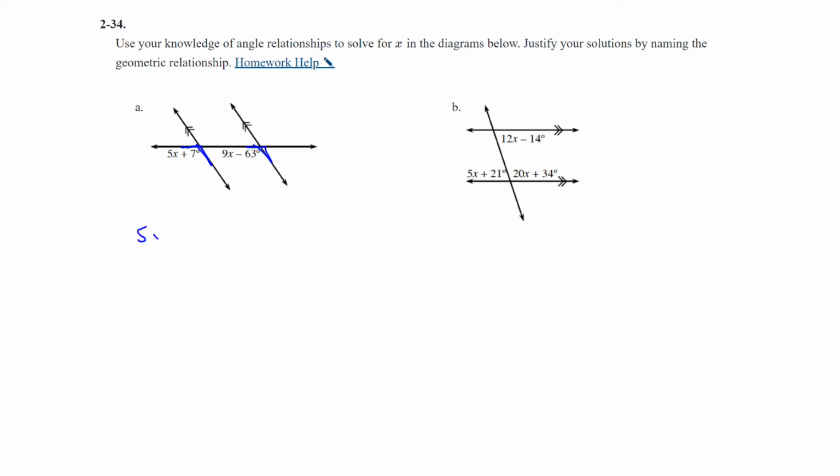So 5x plus 7 is equal to 9x minus 63. Subtract the 5x to this side, add the 63 to that side, and then we can divide by 4. And x is equal to 17.5. And once again, we know that because of corresponding angles.